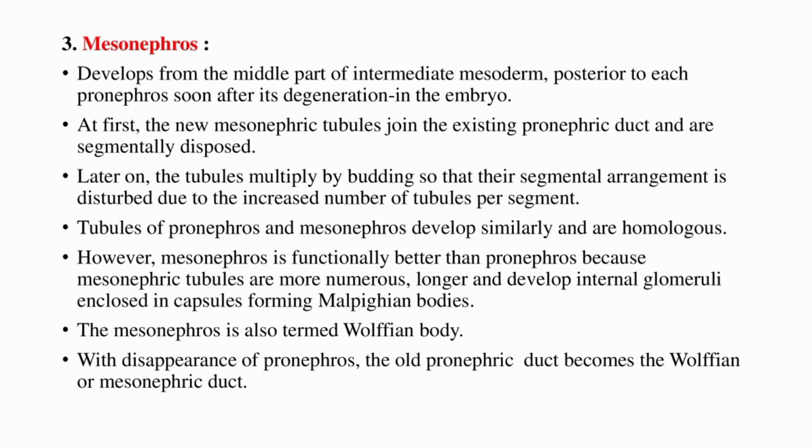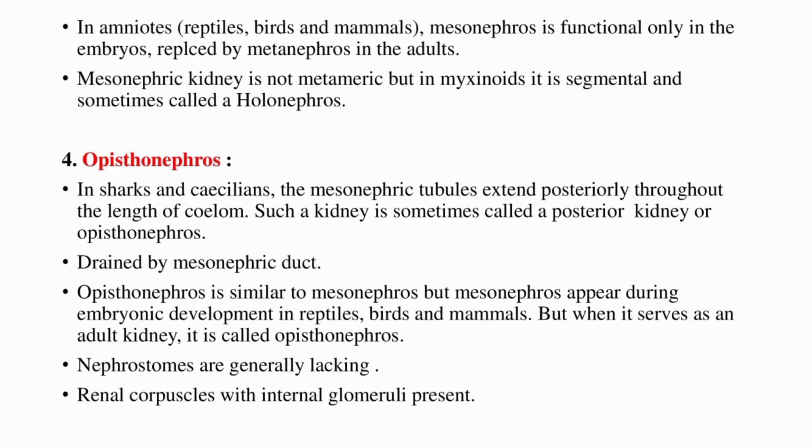With the disappearance of pronephros, the old pronephric duct became the Wolffian or mesonephric duct. In amniotes, mesonephros is functional only in the embryos, replaced by metanephros in the adults. Mesonephric kidney is not metameric, but in myxinoids, it is segmental and sometimes called a holonephros.